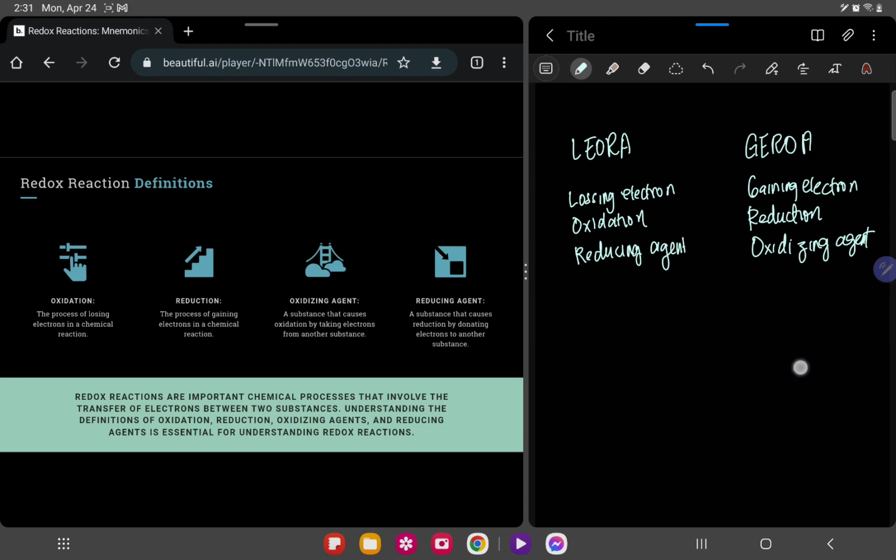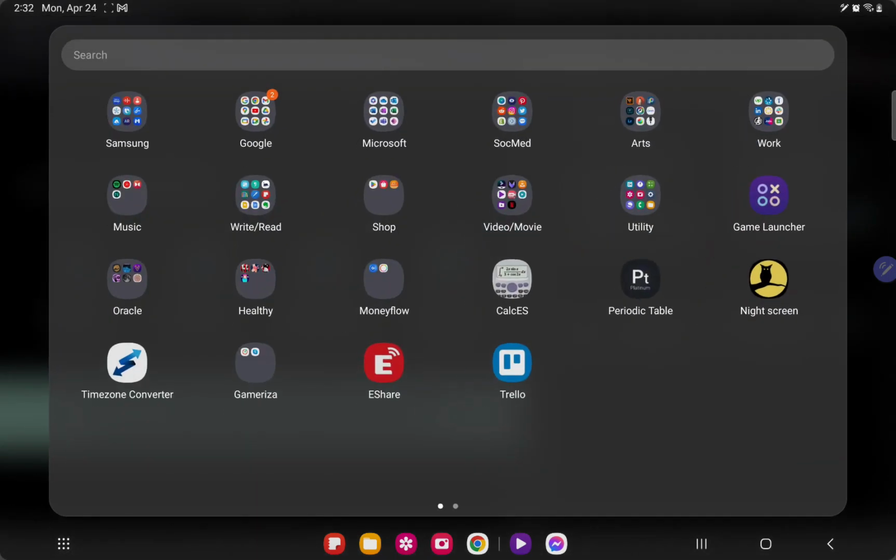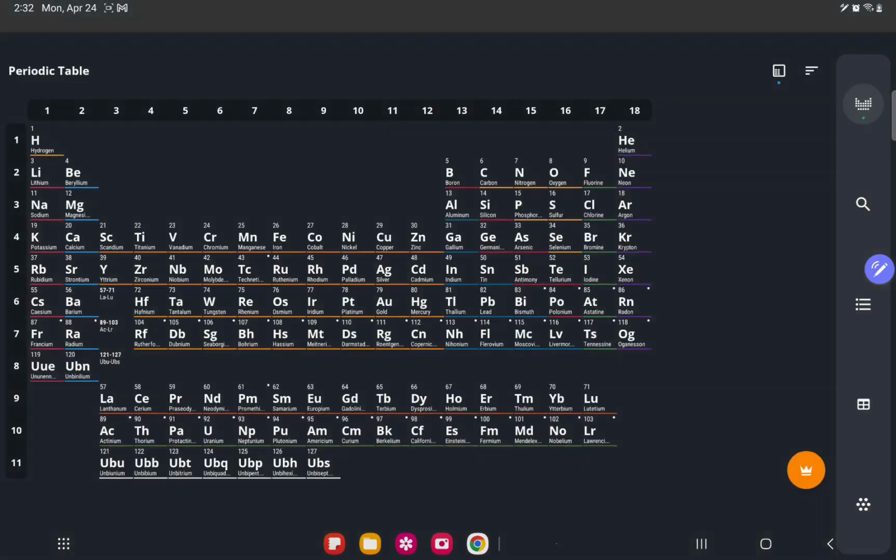So I'm going to give you another example to further elaborate this mnemonic. For example, we have zinc in its metallic form plus copper sulfate, and then we're going to have zinc sulfate and then copper. First off, before we delve into this discussion, you have to understand and know about oxidation states. Every atom has different oxidation states. So let me share my periodic table to you.